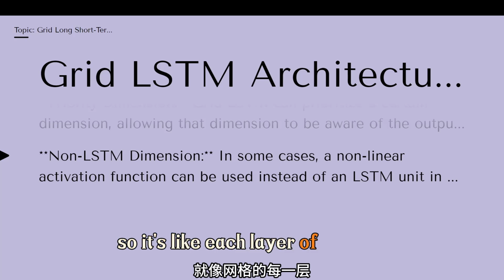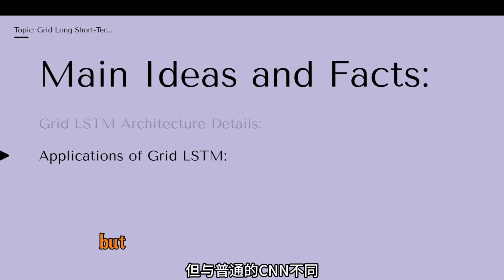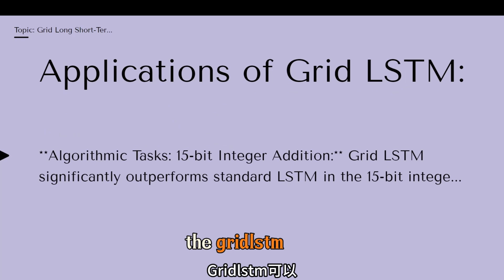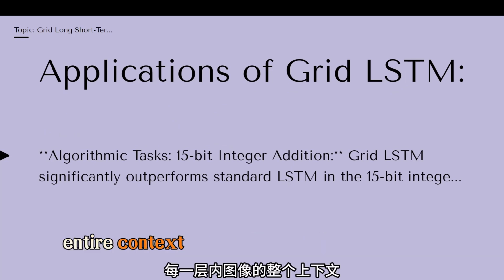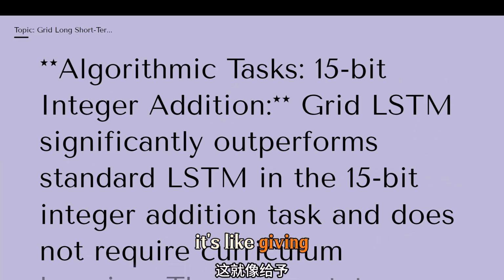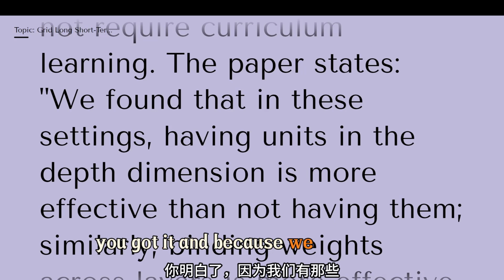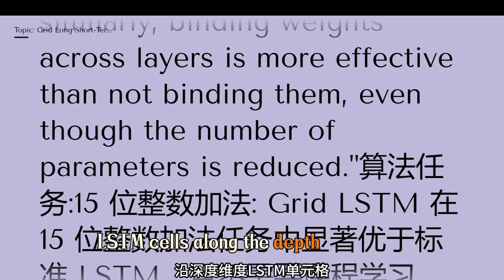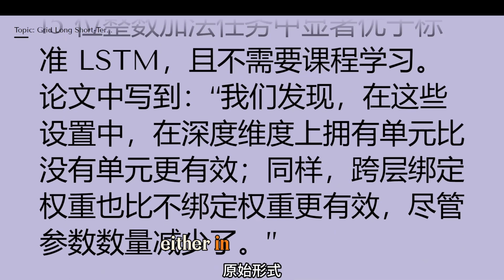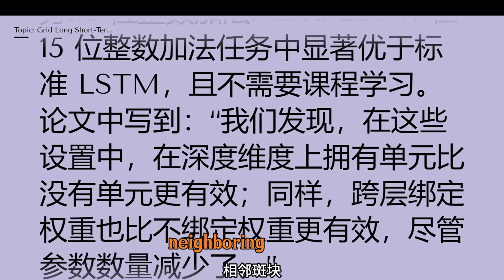So each layer of the Grid LSTM is scanning the image patch by patch. But unlike a regular CNN, which has a pretty limited view, the Grid LSTM can theoretically see the entire context of the image within each layer. Yeah, because of those recurrent connections, it's like giving the network a panoramic view instead of just a snapshot. You got it. And because we have those LSTM cells along the depth dimension, features from the current patch can be passed on to the next layer, either in raw form or processed by the layer itself. And it's all based on information from neighboring patches.